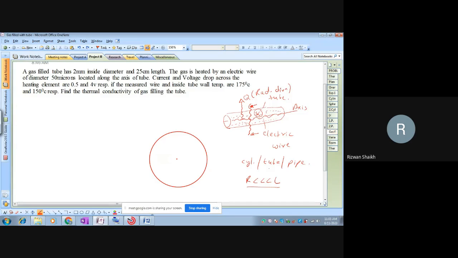Okay, so when we calculate the rate of heat flow in the axial direction, you will not get the proper value of Q. So in the case of a cylinder, tube or pipe, we always consider the rate of heat flow in the radial direction, as the radius is too small compared with the length of the pipe. Is it clear?